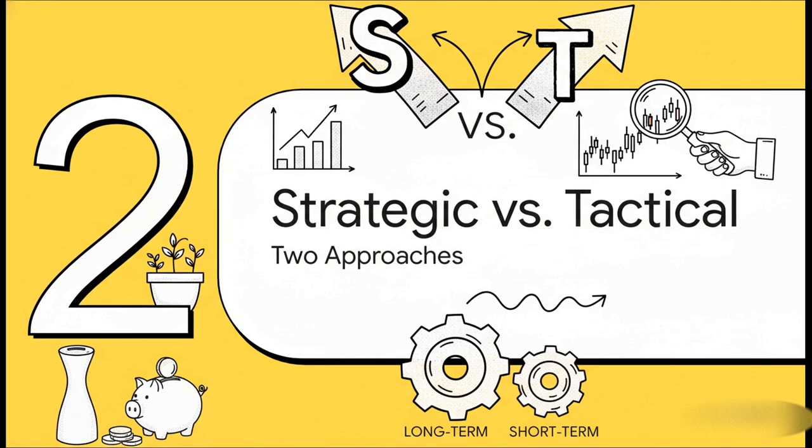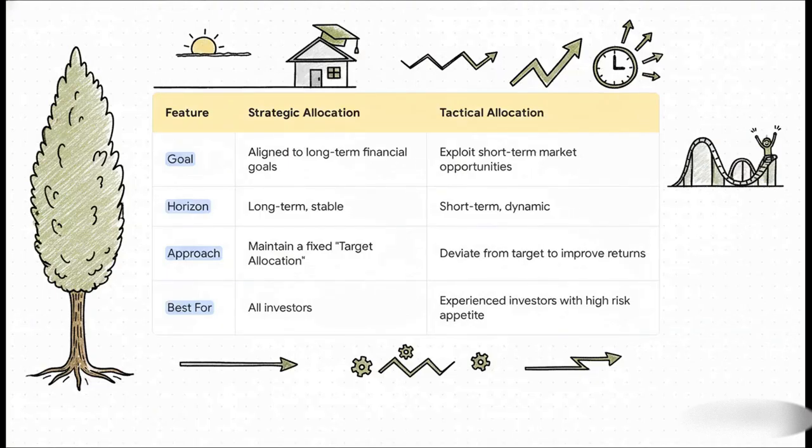You can think of these as two different architectural styles for your financial house. This table does a fantastic job of laying out the difference. Strategic allocation is your long-term foundation. It's the plan that's tied to your big life goals, like retirement. It's stable. You set a target allocation and you stick to it. For pretty much every investor, especially if you're just starting out, this is where you begin. Tactical allocation, on the other hand, is much more dynamic and short-term. The goal here is to kind of dance with the market, deviating from your target to try and squeeze out some extra returns from short-term opportunities. As you can guess, this is really for more experienced investors who have a deep understanding of market cycles.